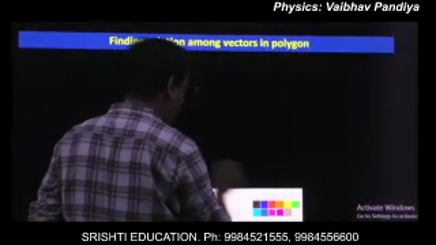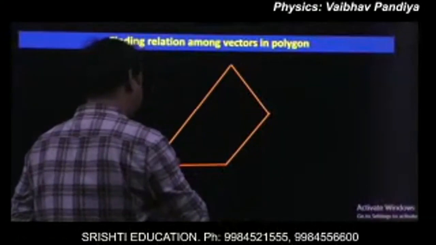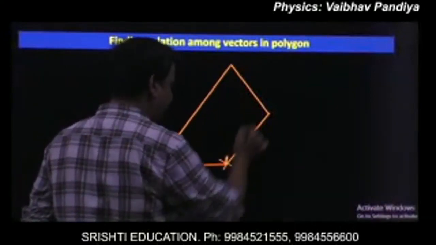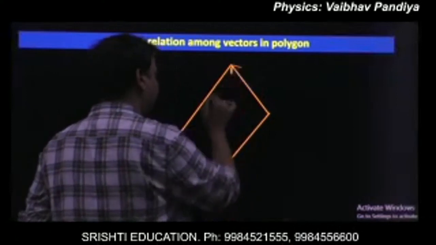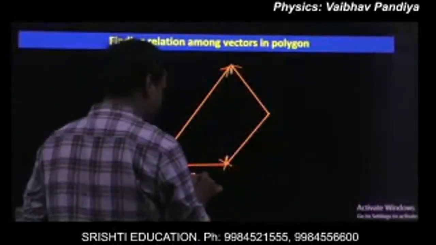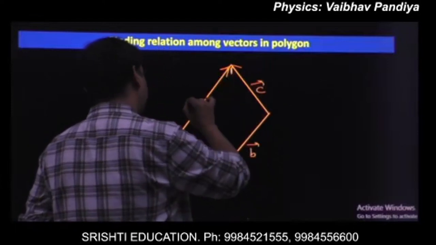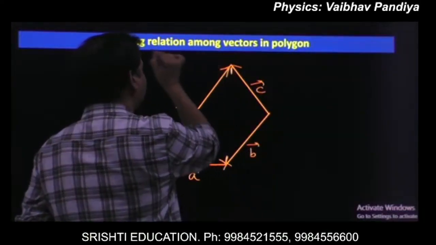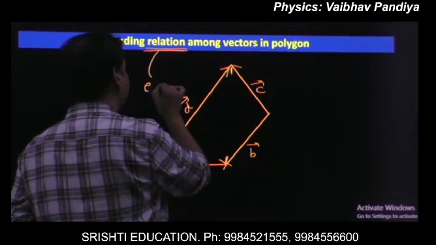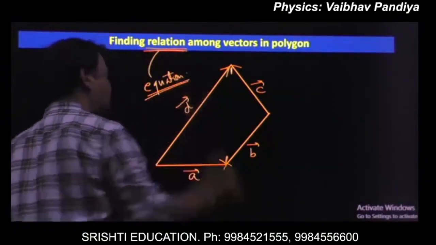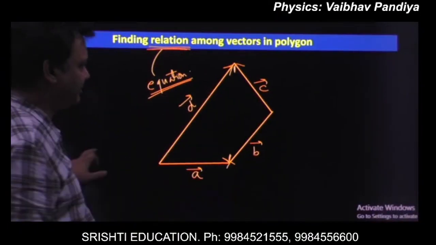Suppose you are given a number of vectors like this. And they're giving something like this arrow, this arrow, this is the arrow, and this is the arrow. This is A, B, C, D. And you have to relate them. Relation means finding some equation among the vectors. Okay? You have to find some equation among the vectors.